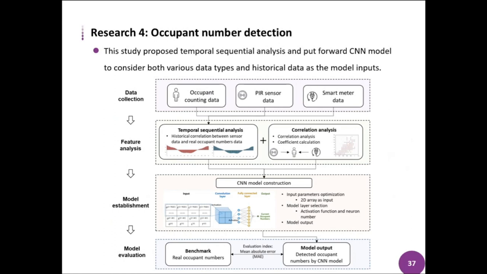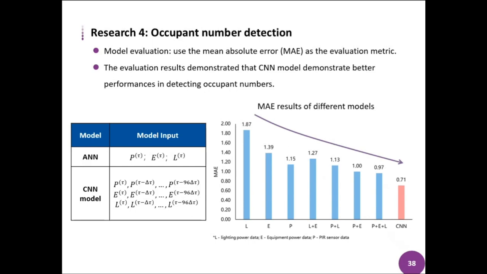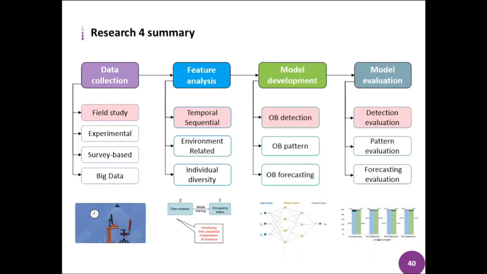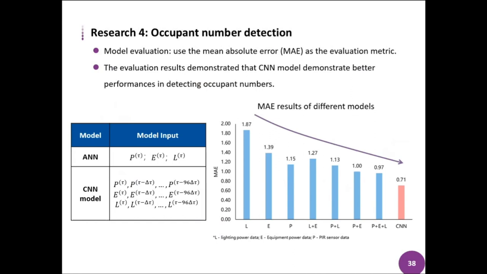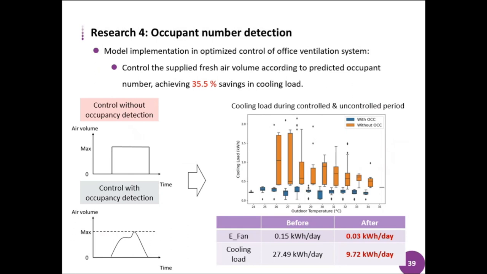Based on this multi-sensor data, we can use it as input for a CNN model to estimate how many people are there in the room. And based on the detection of the people number, we can also control the fresh air volume for the building. Here we can see that we use different kinds of machine learning algorithms with all this data to estimate how many people are there. The CNN model has a high accuracy compared with the other models. Based on this detection of people's numbers, we can also reduce the supply of fresh air when the occupied ratio is not so high, and we achieve around 35% energy saving in the cooling load part.